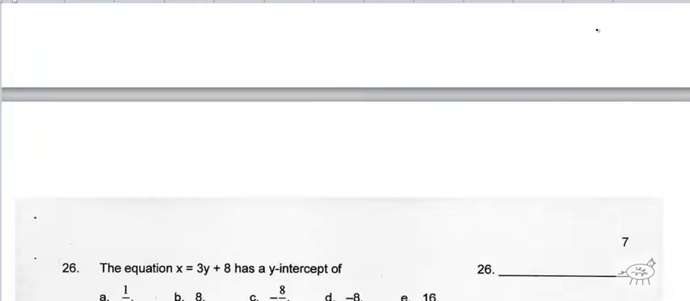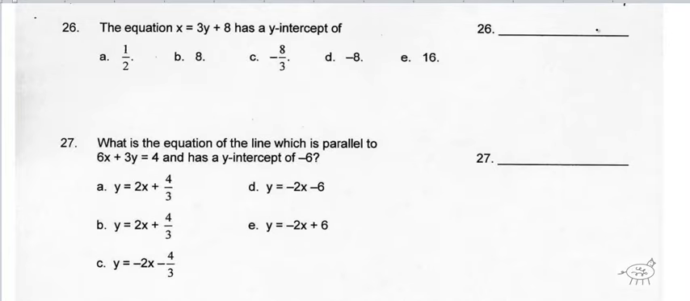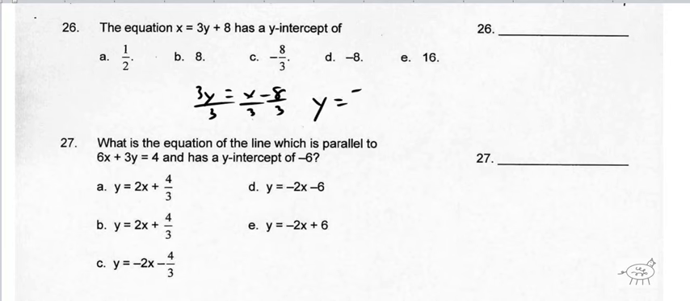Okay, let's do number 26. The equation has a y-intercept of, well, that's just really solving for y. I move the x over, so 3y equals x minus 8, and I don't even care about the slope. So y equals negative 1/3 x minus 8/3. So it's C.